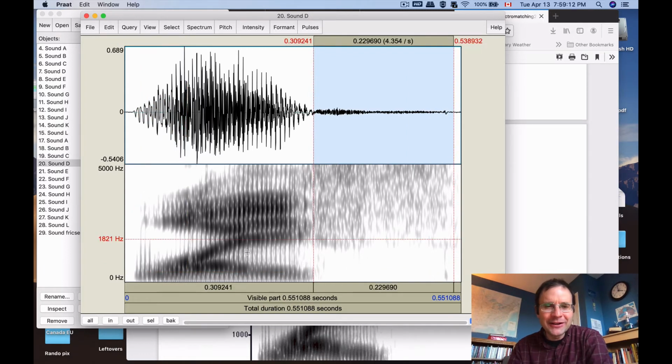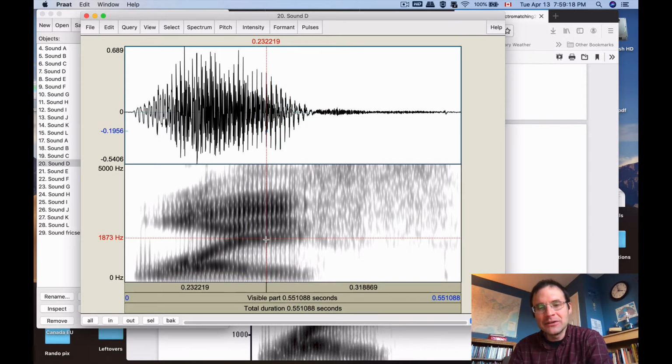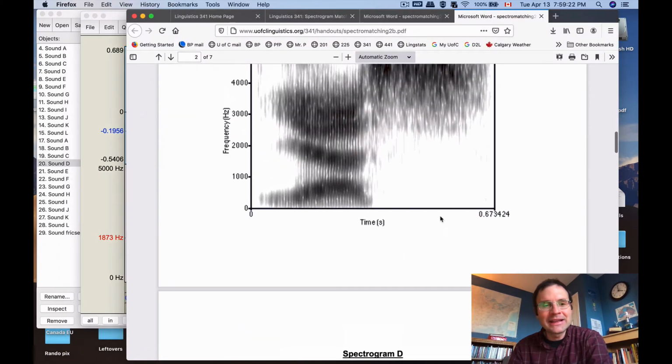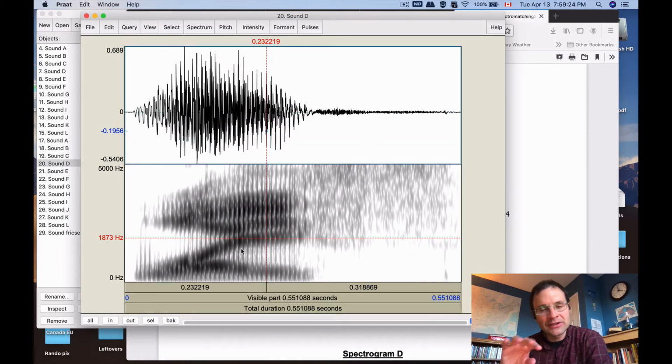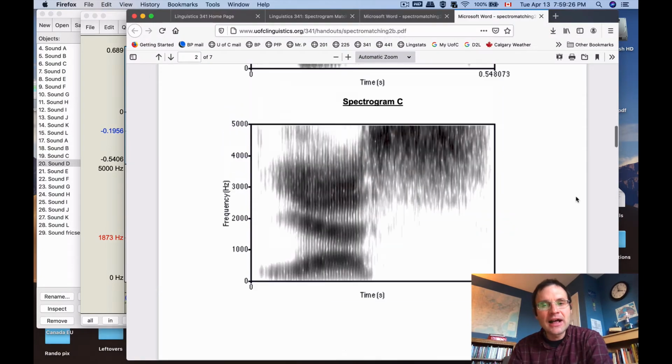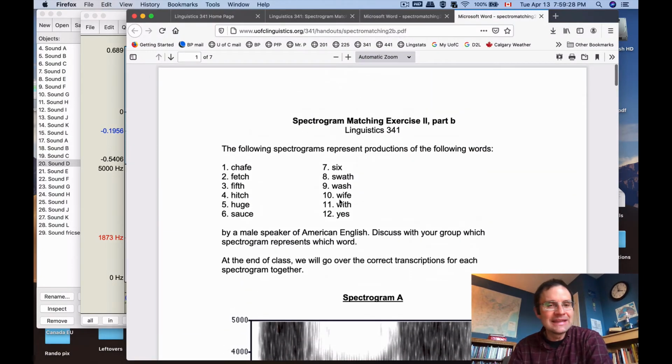I'm going to change my mind a little bit about this vowel because it's relatively steady state, but it's a lowish F1, highish F2. It's probably the vowel I. It doesn't really look like an A because it's not super long and it's not changing in the middle. It's not high in front enough to be an E, but it's probably this one, number 11, with.